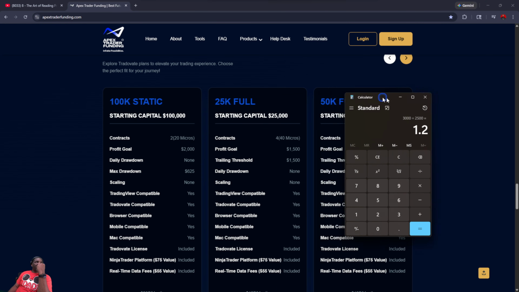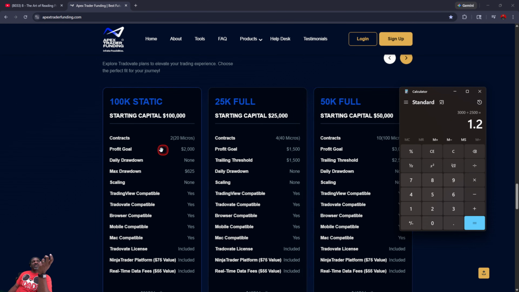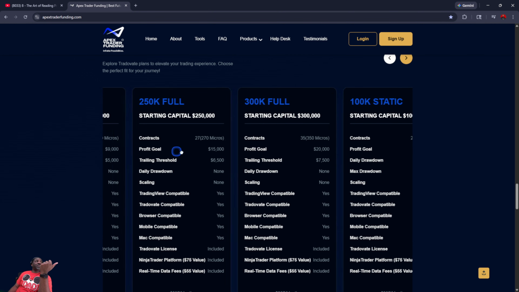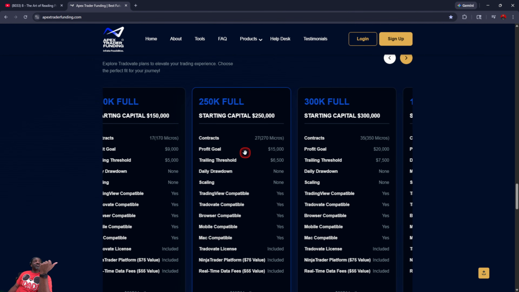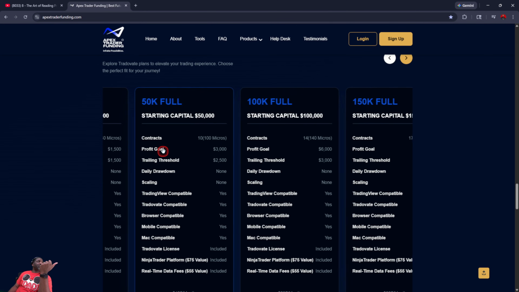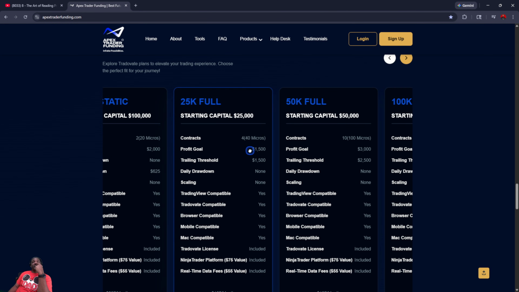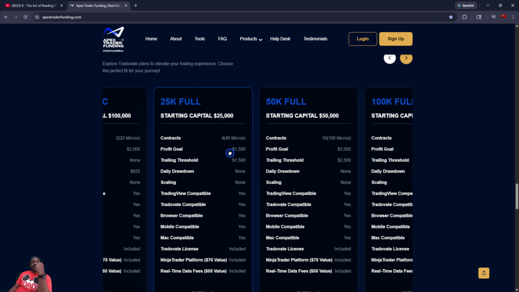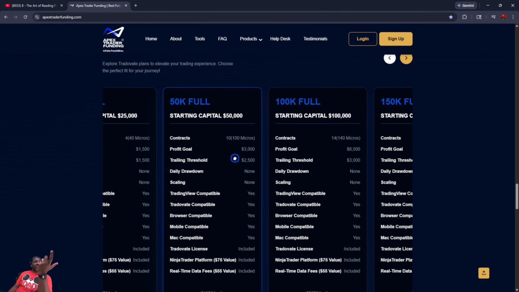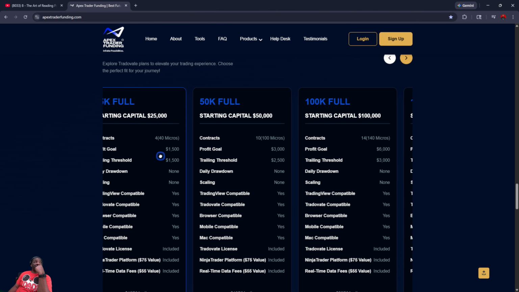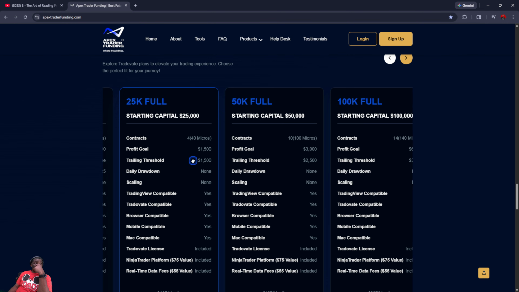All right, and the reason why I say it's the easiest to pass is because you only need $1,500. Right here. You only need $1,500 to pass. So that's relatively easy to hit. 3,000 is relatively easy to hit too, but it's not as easy as 1,500, right?